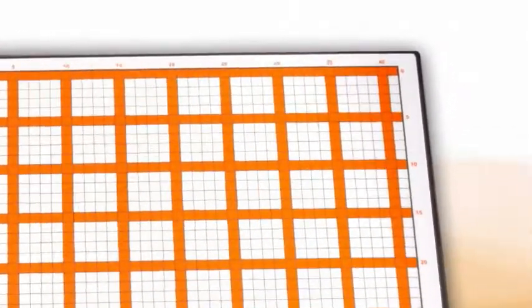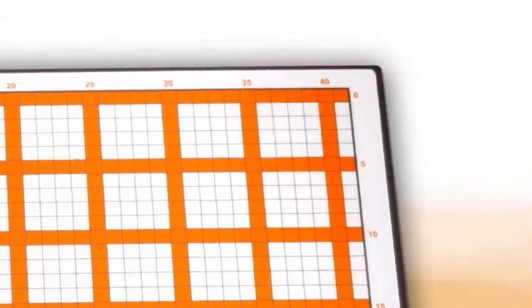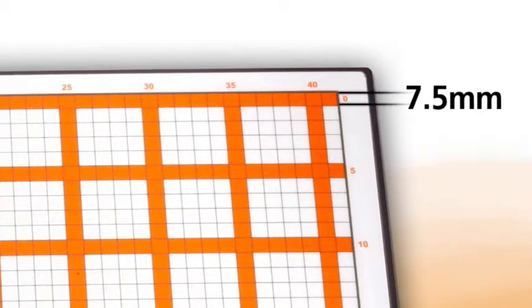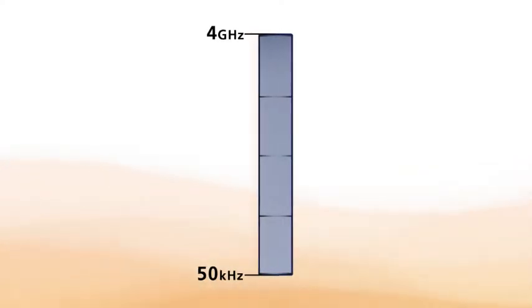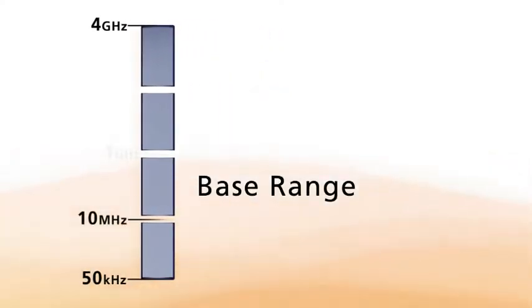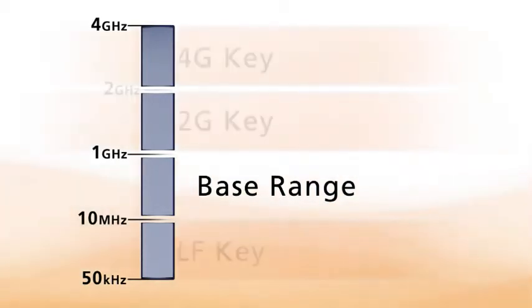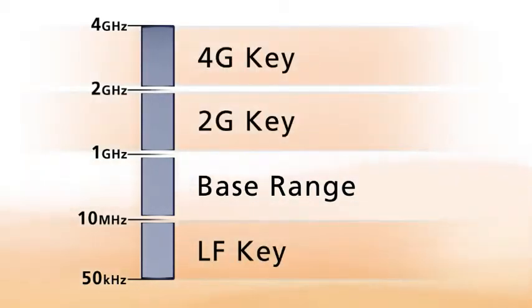The antenna pairs have effective off-axis coverage and are arranged in a grid with a spatial resolution of 7.5 millimeters. The hardware is capable of scanning frequencies from 50 kHz to 4 GHz. A tiered license key system allows you to tailor the product to your needs, with a base license spanning 10 MHz to 1 GHz. Additional frequency range keys are available for purchase without additional hardware requirements.